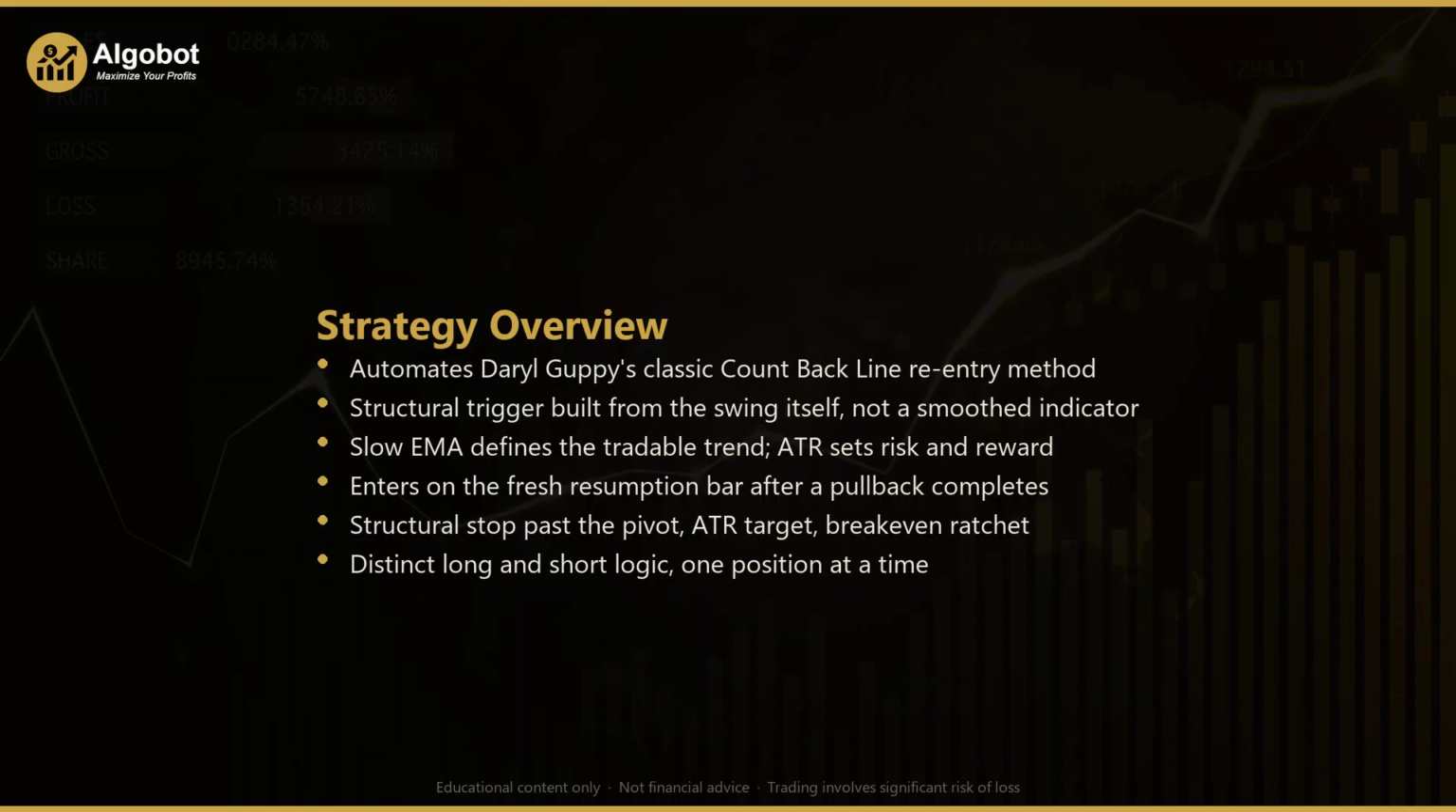For a long setup, the EA first finds the lowest low over the recent look-back window. That low is the bottom of the pullback and becomes the structural risk anchor. It then walks forward from that pivot, counting bars that each print a new higher high than the last counted bar. The high of the third such bar becomes the count backline. When a freshly closed bar pushes decisively above that line, with a bullish body and the trend regime in agreement, the long is generated.